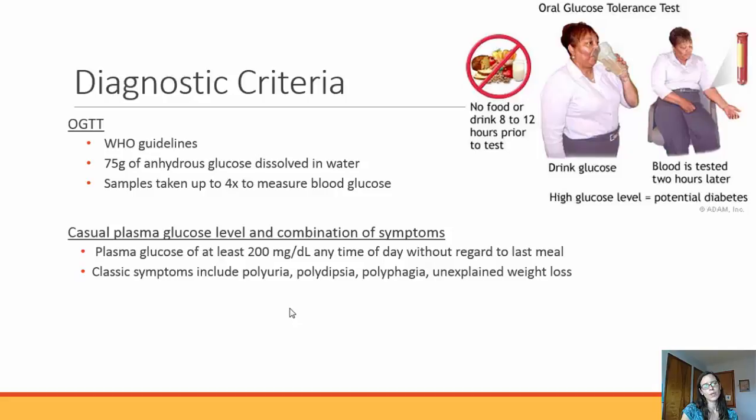And then we can also do a casual plasma blood glucose, especially when we have other symptoms that make it seem like this probably is diabetes. That would just be taking it at any time without regard to when the person ate last. This is something you would do especially in combination with the symptoms, and we'll go through all of these symptoms. But the classic symptoms of diabetes are polyuria, polydipsia, polyphagia, and unexplained weight loss.